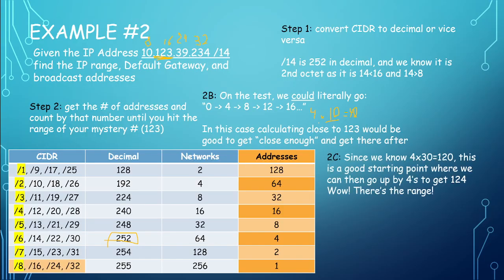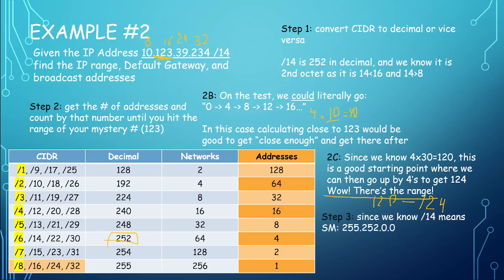So, since we know, in this case, 4 times 30 is 120, which, hey, 123, 120, those are some pretty close numbers. This is a good starting point where we can go up by 4s to get 124, and goodness gracious, in that so simple step, we already have the range. It's 120 to 124. There it is. That's it. That's our range.